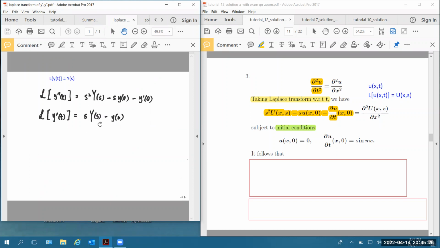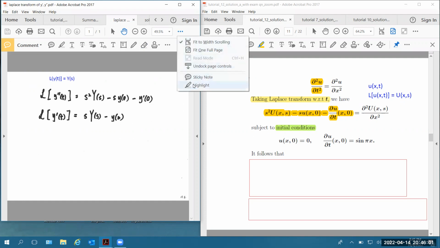This is what we know from when we were doing ODEs. The Laplace transform of y prime of t is like that, and the Laplace transform of y double prime of t is like this. Here small y and big Y have this relation: the Laplace transform of y(t) is capital Y(s). Now what we have here is the second partial derivative of u with respect to t. Of course this is a partial derivative, but we can still make use of this formula.